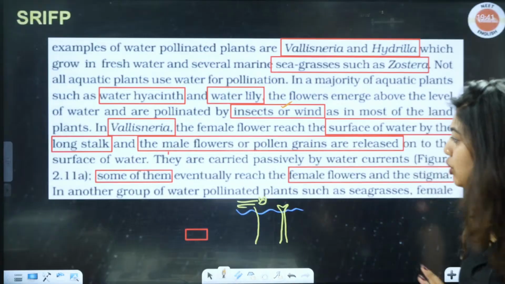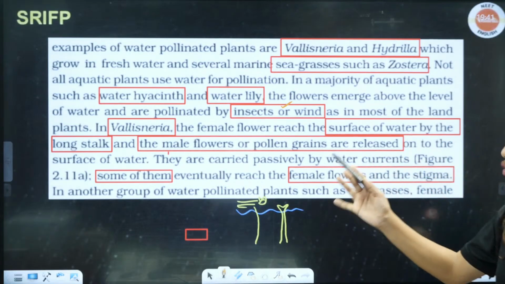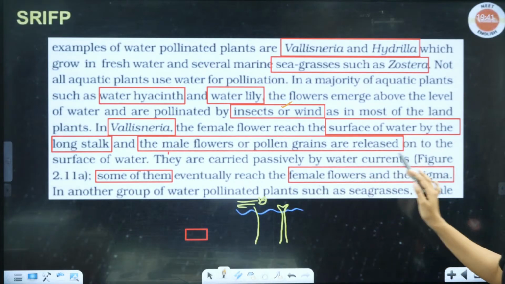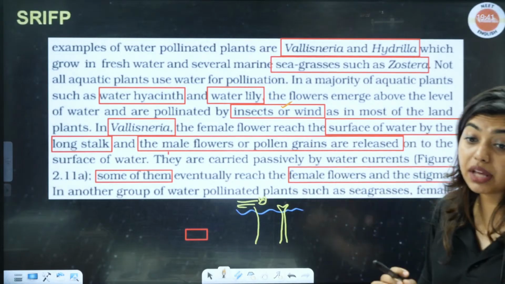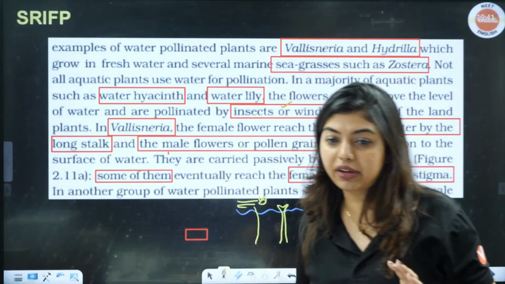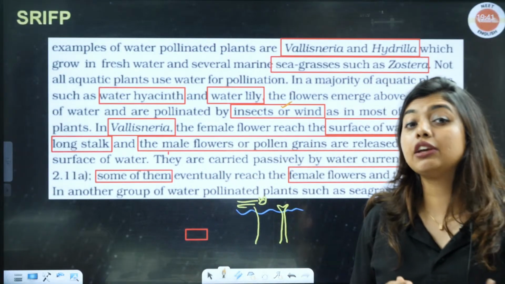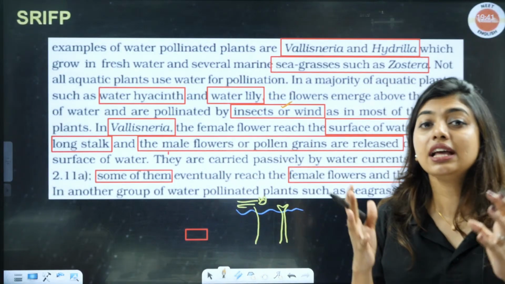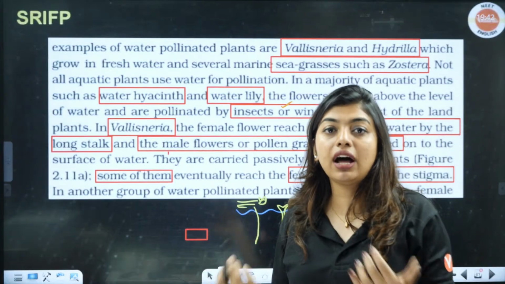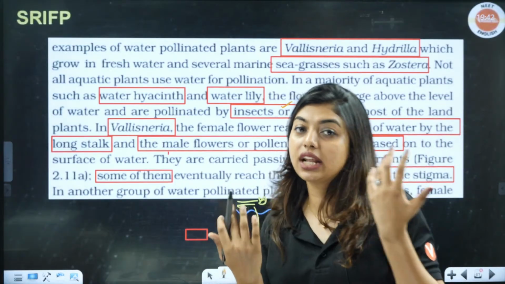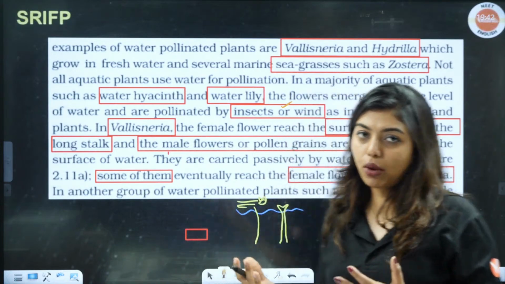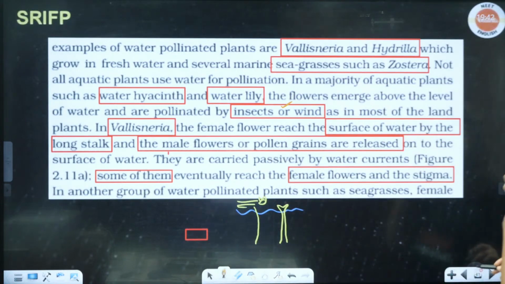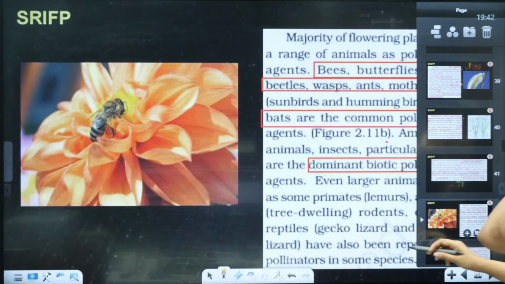Clear? So, pollen grains are released to the surface of water. They are carried passively by water currents. Some of them eventually reach the female flower, and some of them might not even reach, because the water keeps moving. So there are chances they will not reach, and there are chances they will reach. That is the kind of problem that exists. Okay? Clear?